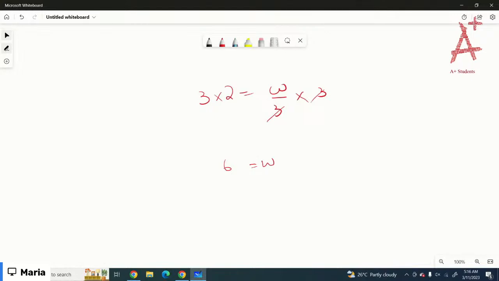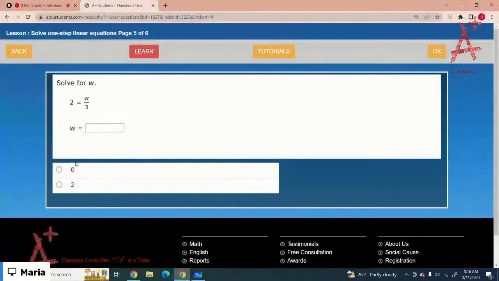Got it? So the correct option is w equals 6. Just select the correct option and click on the OK button.